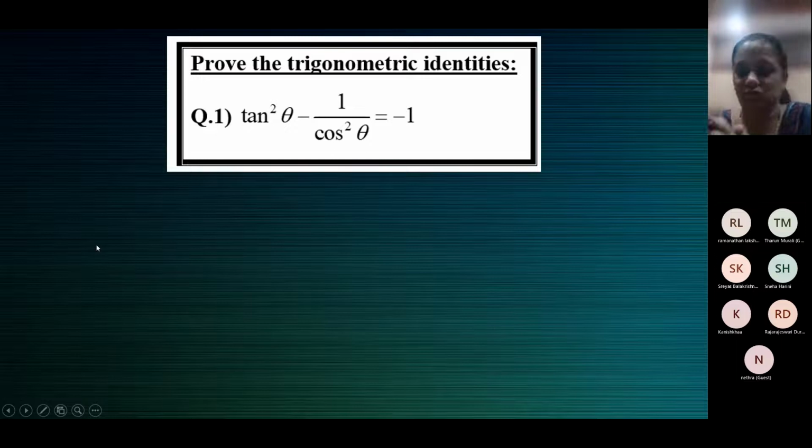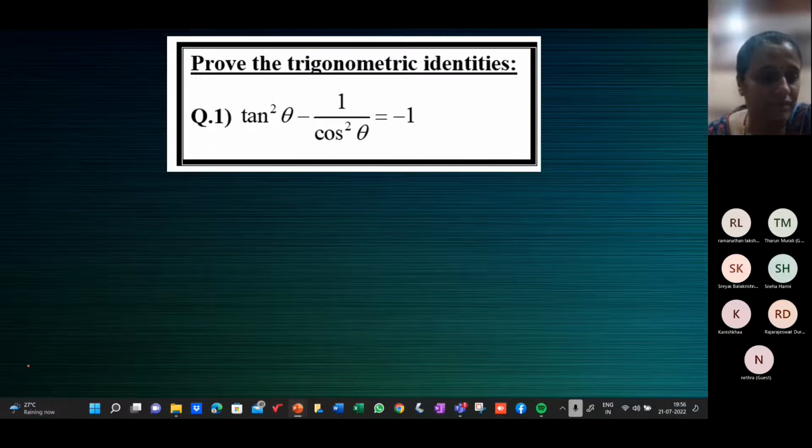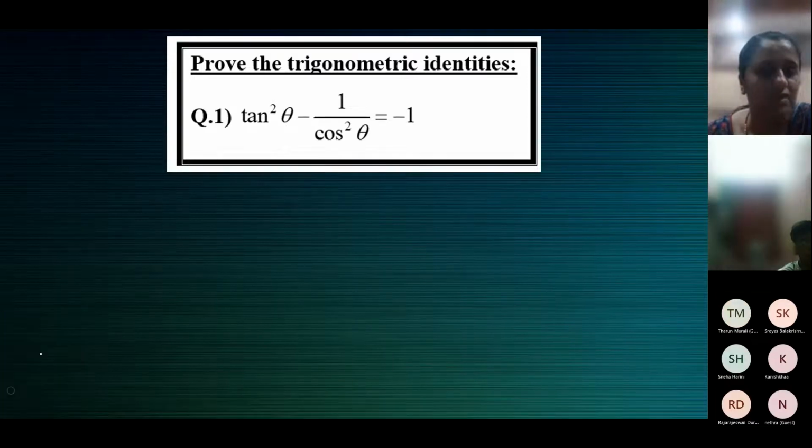All right, so today we are going to learn how to prove trigonometric identities. So this is the first one. We need to prove that tan squared theta minus 1 by cos squared theta is equal to minus 1. So before that, we'll recall the three important trigonometric identities.